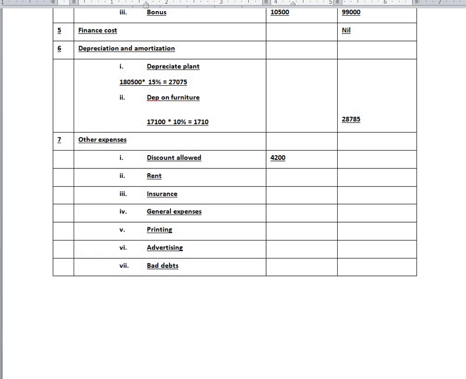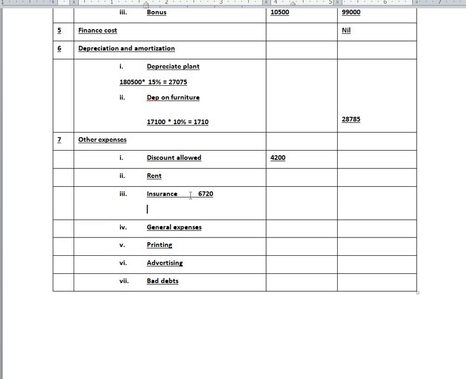So for insurance, what is the total amount of insurance given in the question? It is 6,720, isn't it? From this 6,720, you know they have paid the insurance up to 31st March 2004.